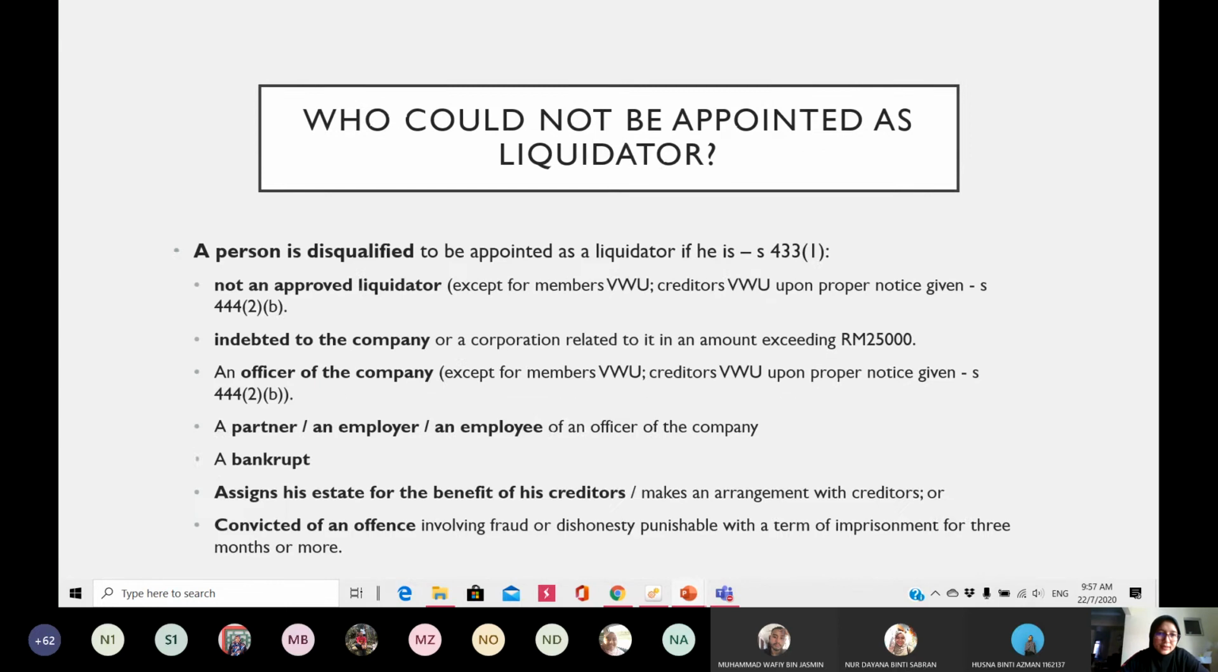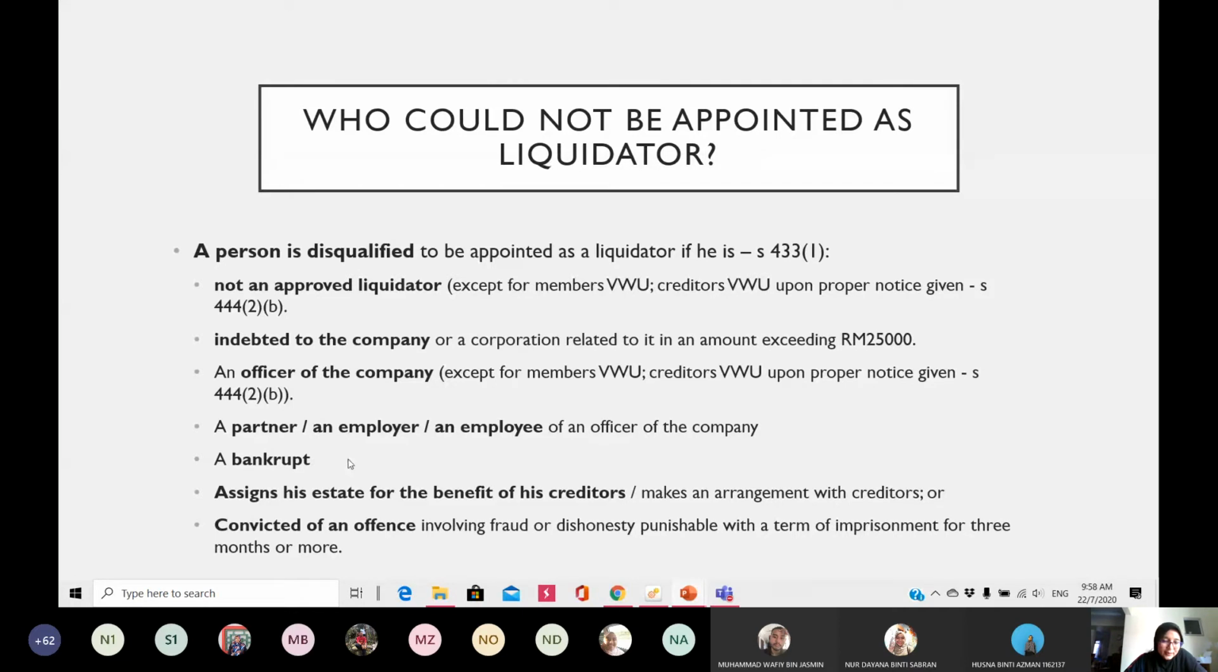Okay, who could not be appointed as liquidator? Ni disqualification lah, sama dengan qualified person tu yang tak boleh jadi lawyers contohnya. A person who is not an approved liquidator, a person who is indebted to the company, creditors of the company, mungkin dia bagi pinjam, dia ada hutang ataupun company tu yang berhutang dengan dia tak boleh jadi liquidators. Okay, officer of the company tak boleh juga, a partner, an employer or an employee of the company, orang yang ada interest over the company tu memang tak boleh jadi liquidator.